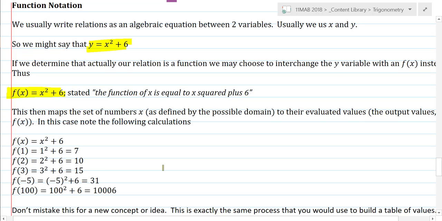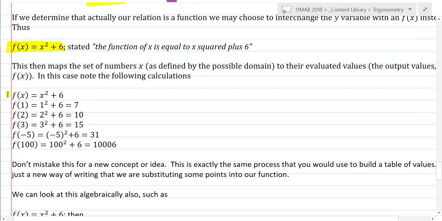And if you have a function of x, it's really nice notation. You can write down f of x equals x squared plus 6, which means f of 1 equals 1 squared plus 6, and f of 2 equals 2 squared plus 6, and f of 3, and f of negative 5 equals negative 5 squared plus 6, f of 100, etc. So it's a nice way to notate your substitution of points in. You can use that function notation as well.